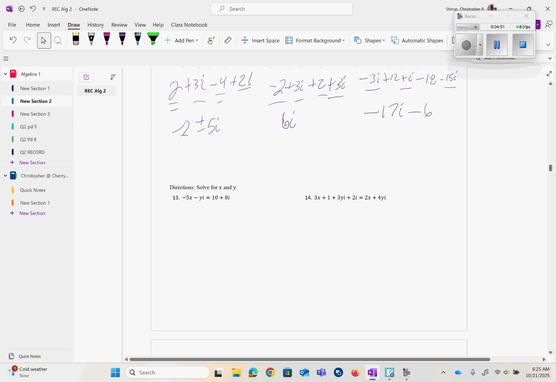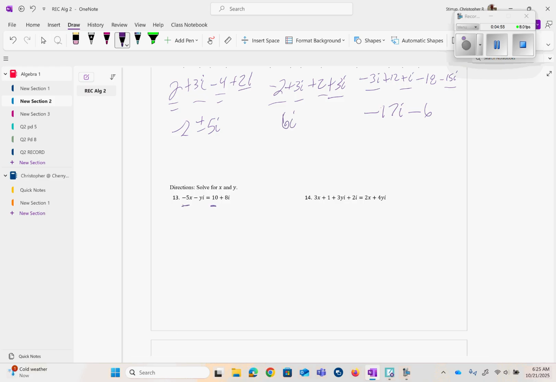Then they want us to solve for x and for y. Okay, so this goes with the positive components. -5x equals 10. Divide each side by -5, so I wind up with -2. And then I'm going to go negative yi equals 8i. So that's going to just solve to give me y equals -8.